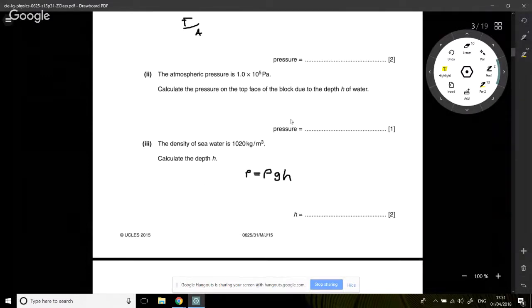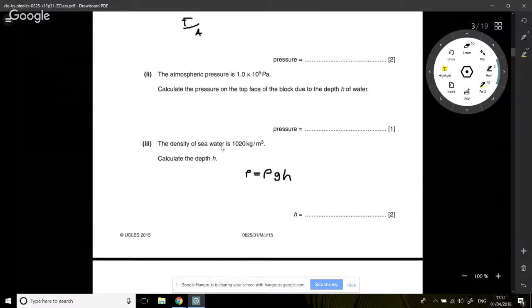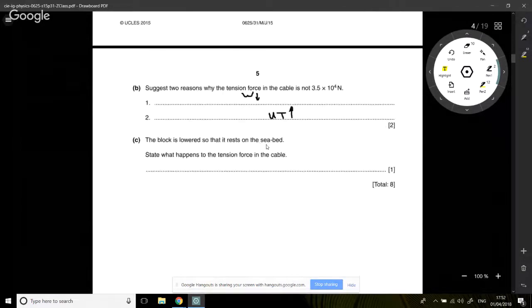And we know that that's all due to the hydrostatic pressure, or the weight of this. And we know the density of the seawater, which is given here. Then they ask you to calculate the depth h. So you just rearrange this equation.